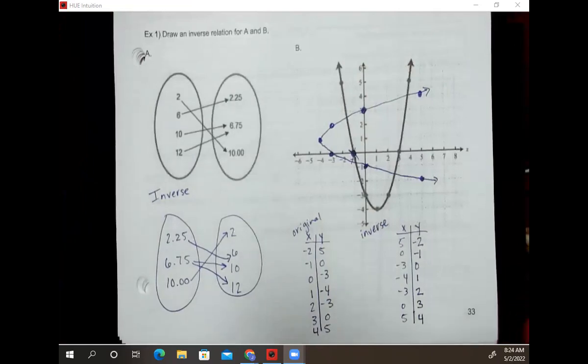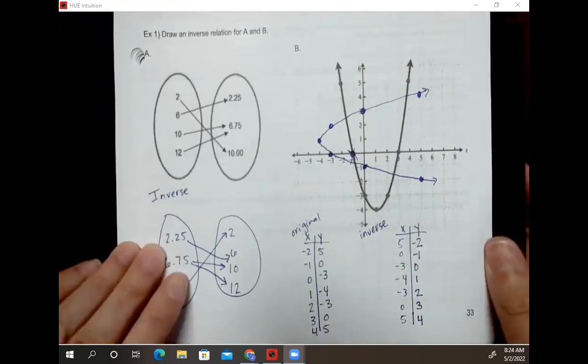We're switching the input and output, we're switching the x and y, we're switching the domain and range, however you want to think of it. We're switching these values. So let's take a look at some more examples on page 34. I'm going to turn the page here.